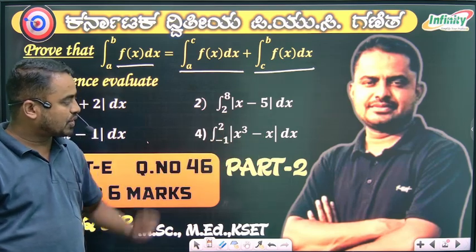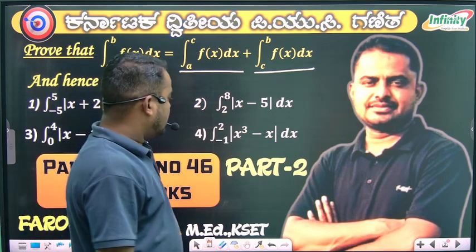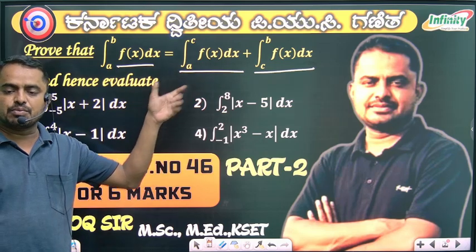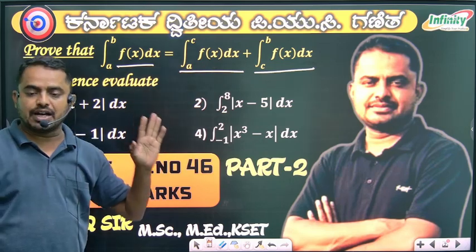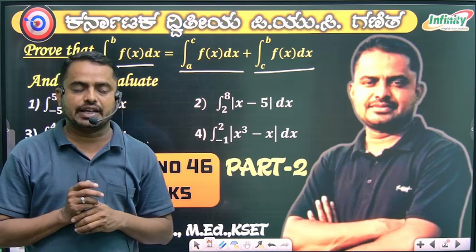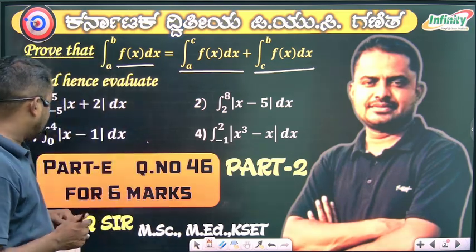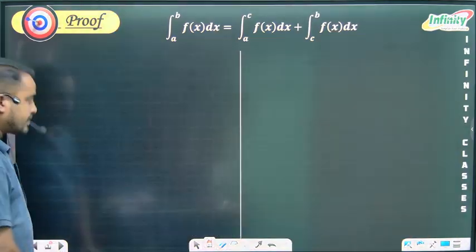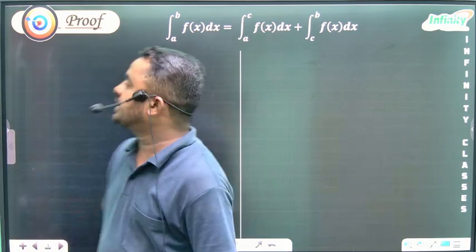This type of question will be asked in Part E, question number 46. Any one problem and proof will be asked for 6 marks in Part E only. So let us see how to prove this, without wasting time.